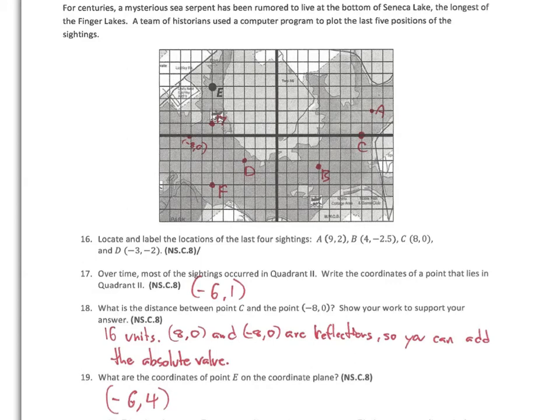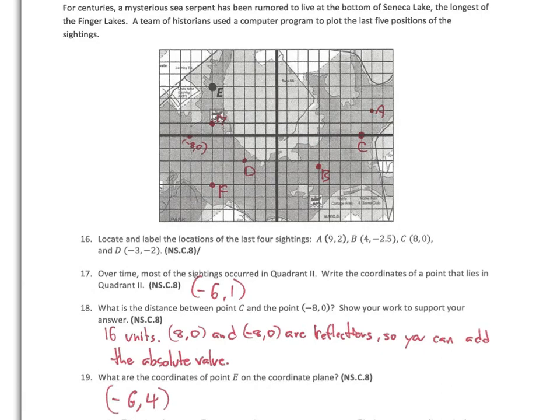And that was A, 9, 2, so up to 9, 1, 2, A. And B, 4, negative 2.5, so I'm going to count over to 4, and then I'm going to go down 1, 2, and a little bit more, right? So you notice I'm between 2 and 3, because negative 2.5. Let's see, C is 8, 0, going over 8, and then up or down 0. And then D would be negative 3, negative 2.